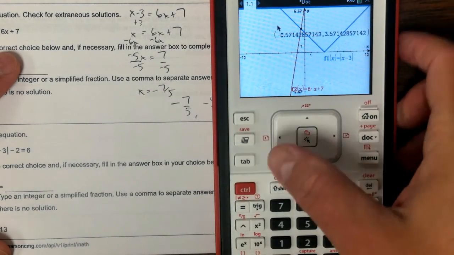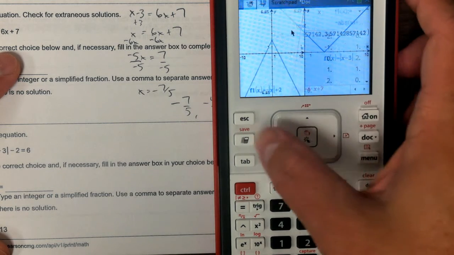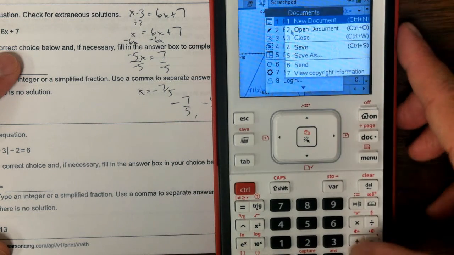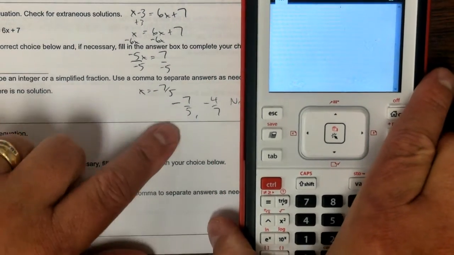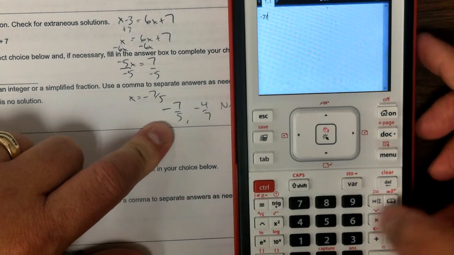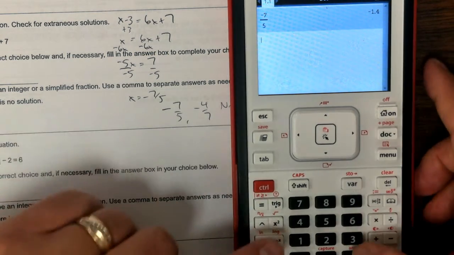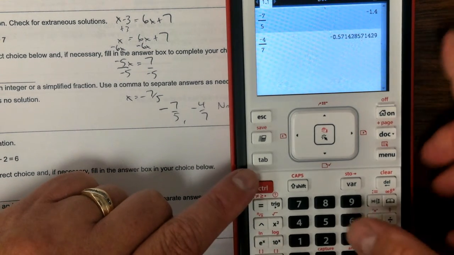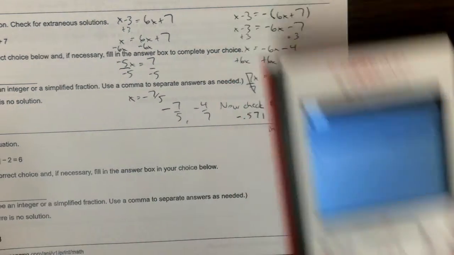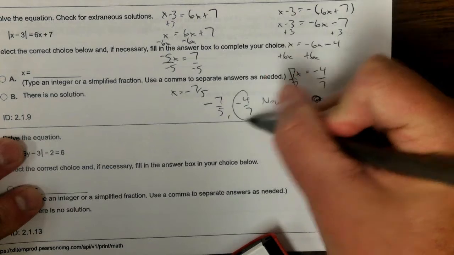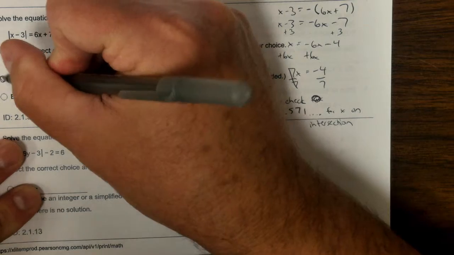Then what you can do is go to your calculate screen, and you can do negative 7 divided by 5, control enter, that's negative 1.4, and do negative 4 divided by 7, control enter, that's your negative 0.571. So this negative 4/7 is now confirmed for the only answer. So that's the only answer.